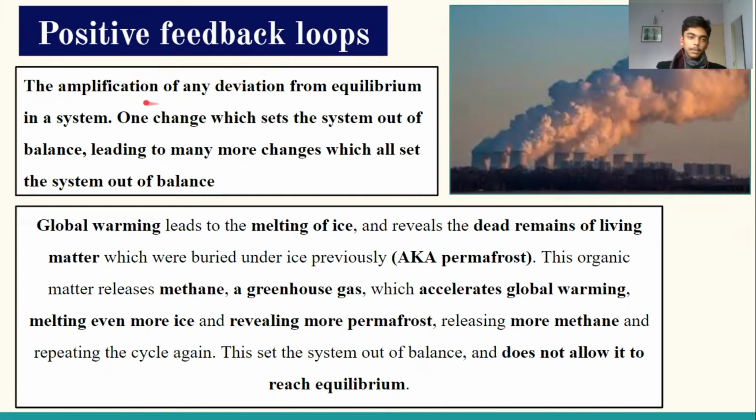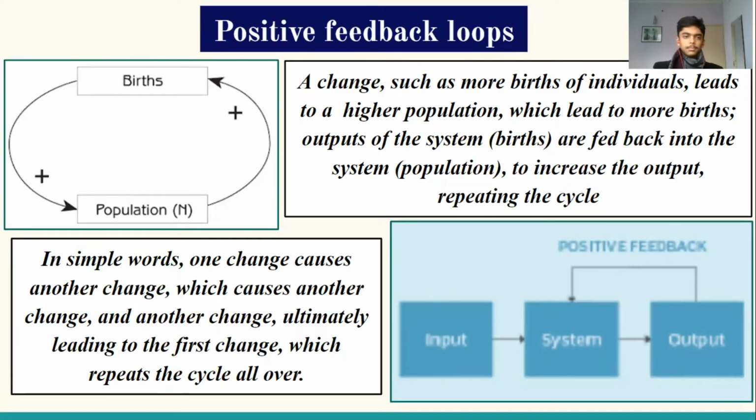The amplification of any deviation from equilibrium in a system. One change which sets the system out of balance leads to many more changes which all set the system out of balance. Okay? Now you can read this paragraph here. It is essentially what I had talked about in the previous slide. This is another very good example. Birds and population. More population causes more birds, which increases population, which causes people to reproduce more, and that cycle repeats on and on. A change such as the births of individuals leads to a higher population, which leads to more birds. Same thing.